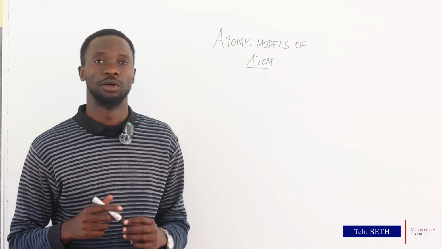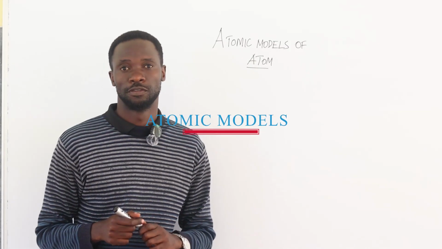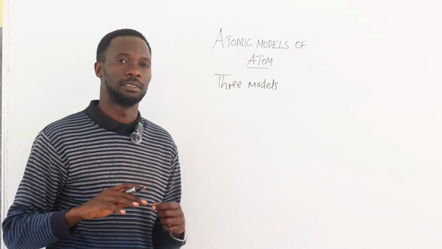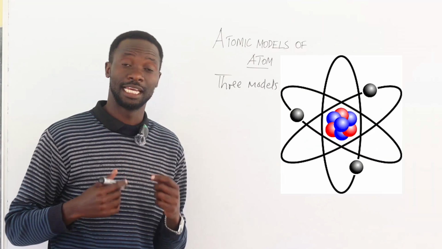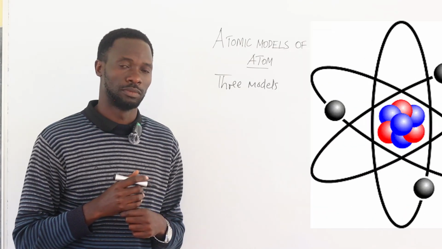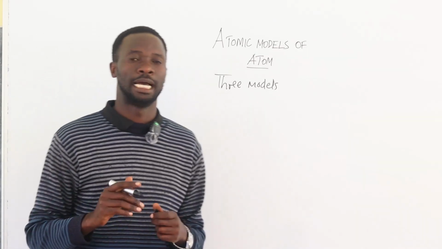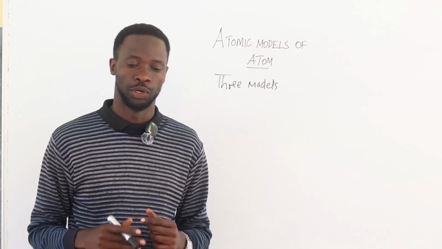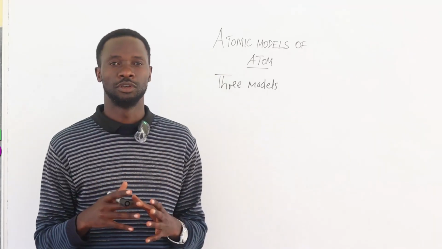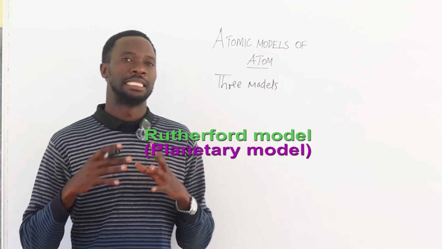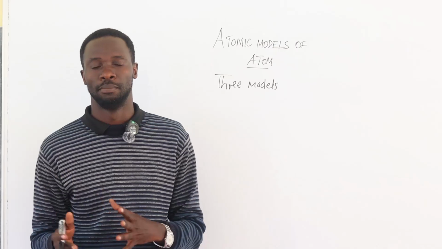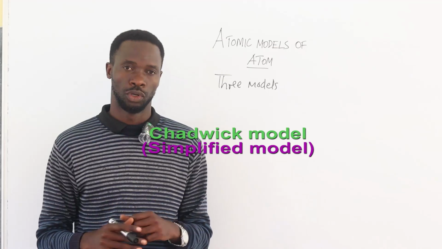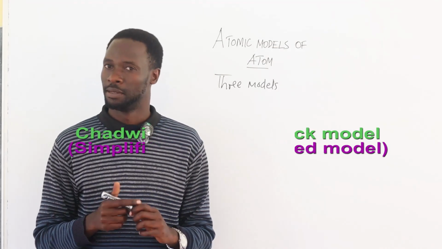So today we're going to speak of the atomic models of the atoms. We have three models that explain the arrangement of subatomic particles in an atom. The first model is called the Thomson model, or plum pudding model, or watermelon model. The second model is called the Rutherford model of atom. This model is also called the planetary model. And the third model is the Chadwick model, which is also called the simplified model.